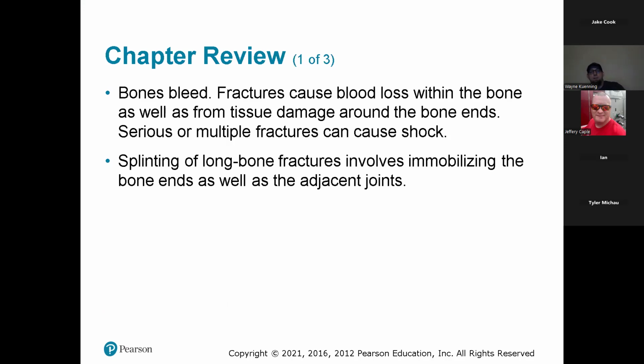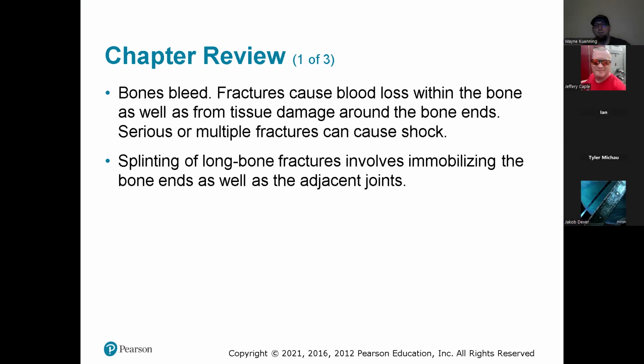Things to remember about broken bones as they bleed. Not a lot of people realize that bones have vasculature in them, and fractures cause more blood loss than the tearing of the muscles around them until you hit a vessel or an artery. Serious or multiple fractures can cause shock. Femur fractures or bilateral femur fractures can cause a patient to bleed out.